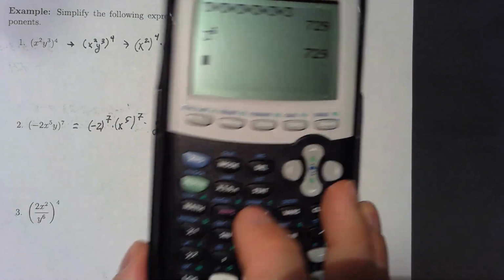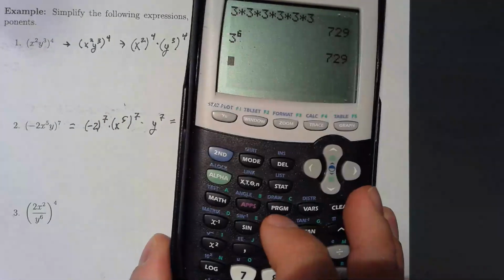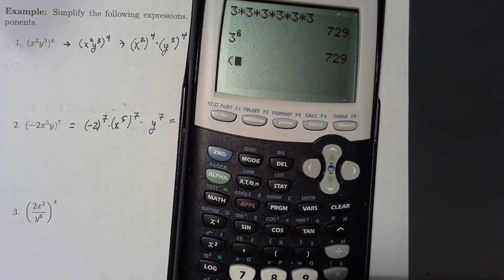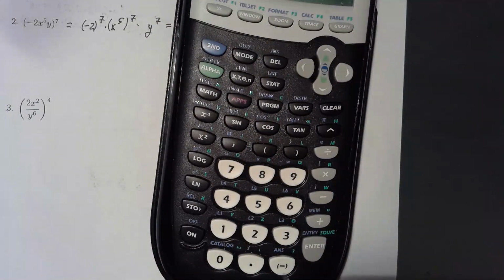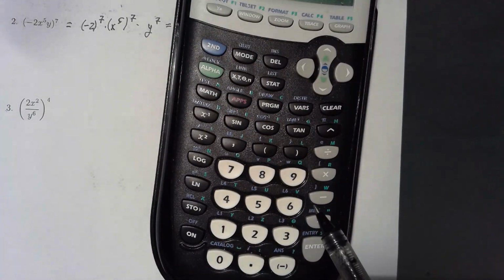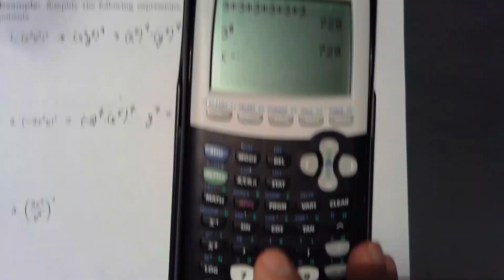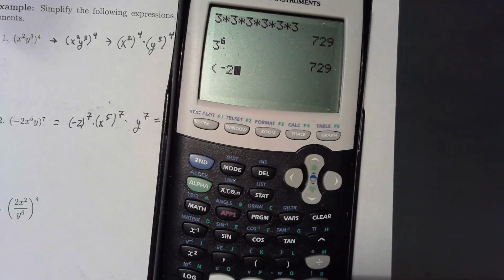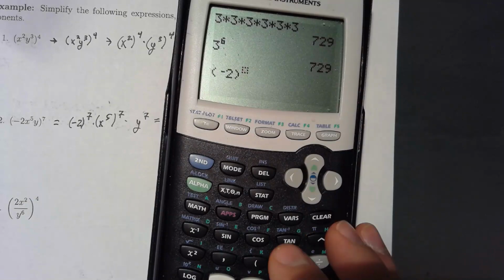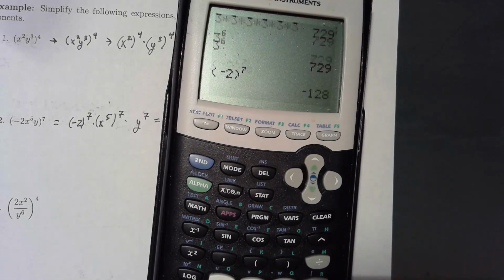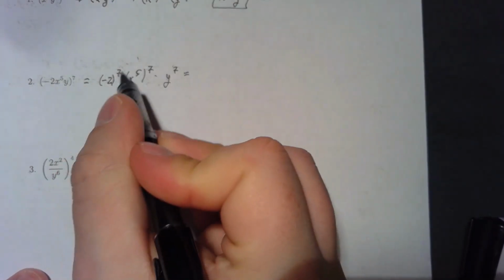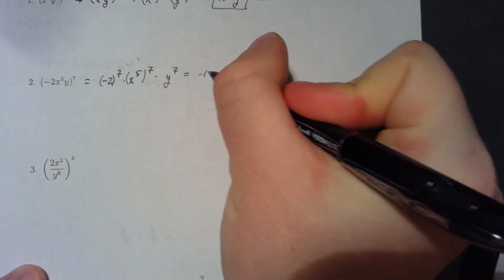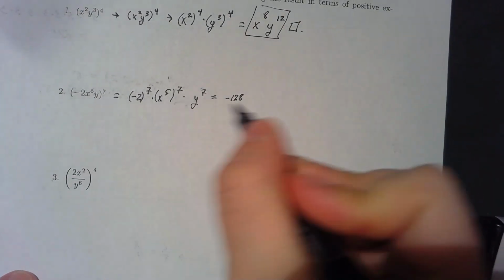There's a glare here. I don't know why. So I'm going to write parentheses. Now I'm going to use the negative sign, not the minus sign. Negative 2, close parentheses. Here's the caret button, to the 7th power. Negative 128. Okay, so negative 2 to the 7th power becomes negative 128. And that's going to be times the result of this.